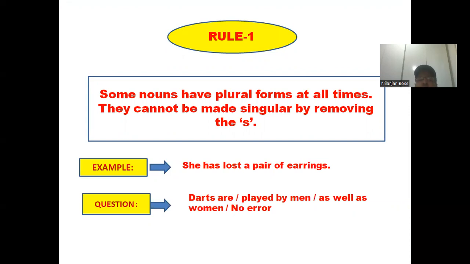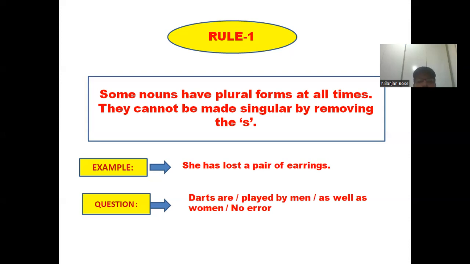Generally, these nouns always have the plural form, and if you try to remove the S, you will not be in a position to do so, right? Let me give one example: she has lost a pair of earrings. In this sentence, the last word is earrings, and it contains an S at the end. If you try to remove that S to make it singular, it is not going to be possible. So that is all about rule number 1.